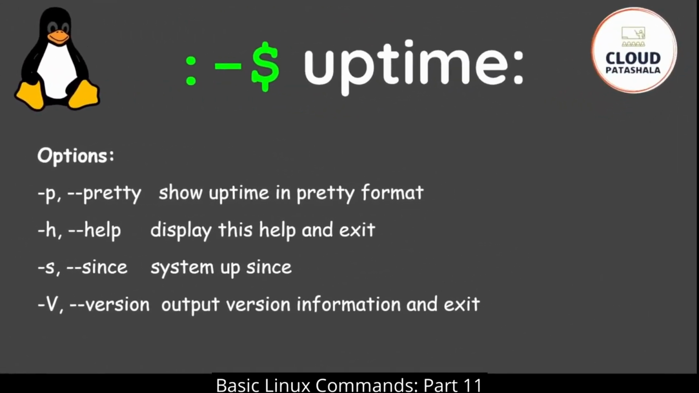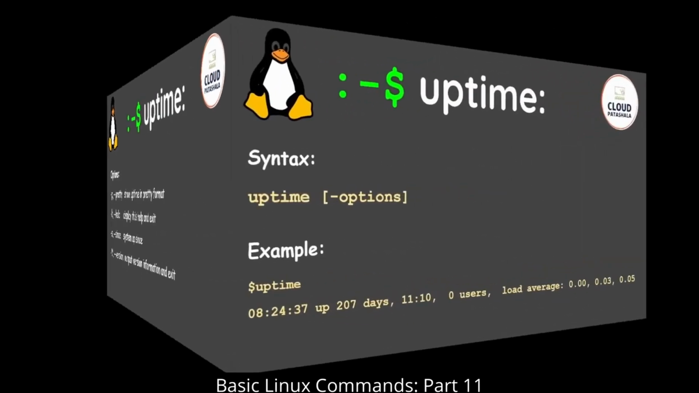The options include -p, which would give you a pretty output or a formatted output of this. -h would give you the help display output. -s would give you the time since the system was up, and -v would give you the version of it.